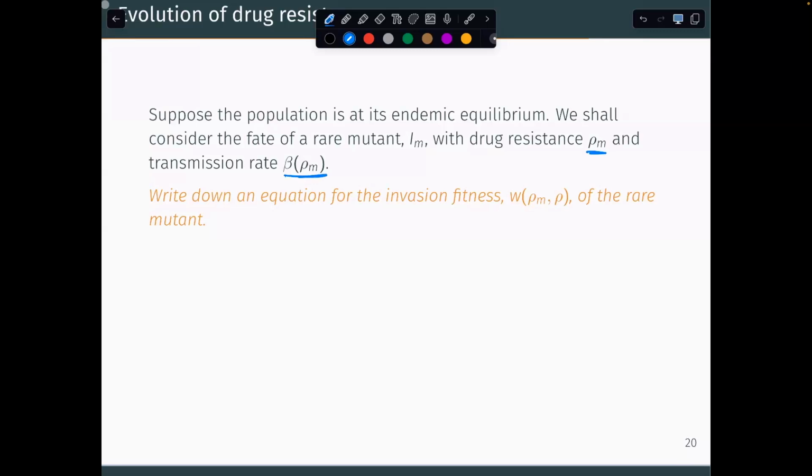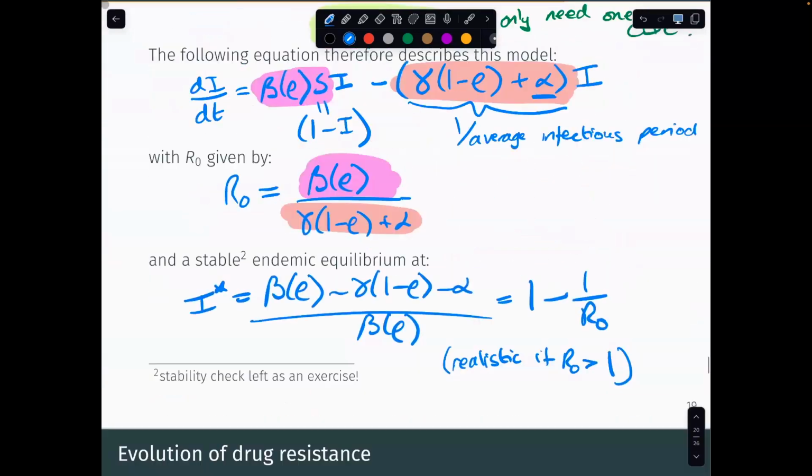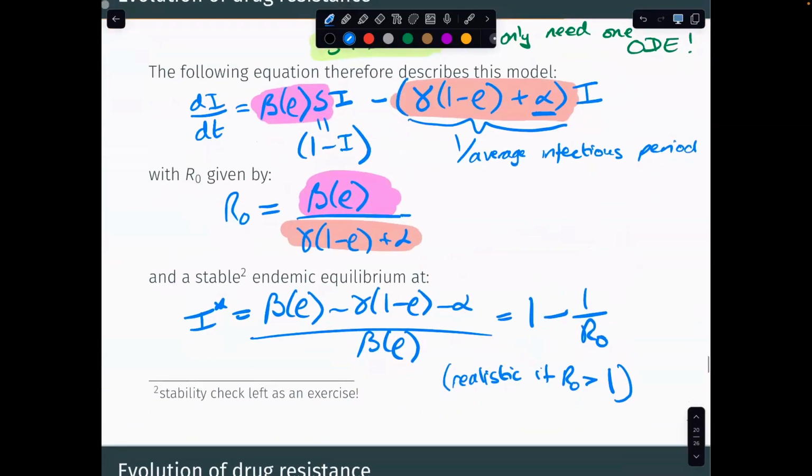So take a minute, write down what you think the equation is for invasion fitness of our rare mutant. I'm going to leave the equation up here. One word of caution, although this is in terms of I's, think about which ones will be I stars and which ones will be IMs.